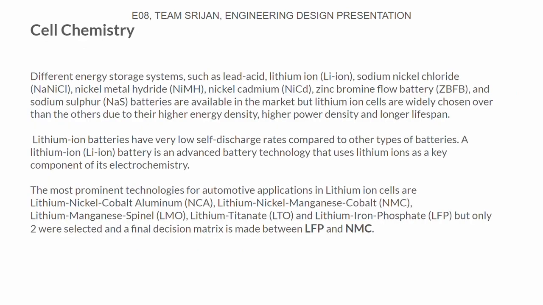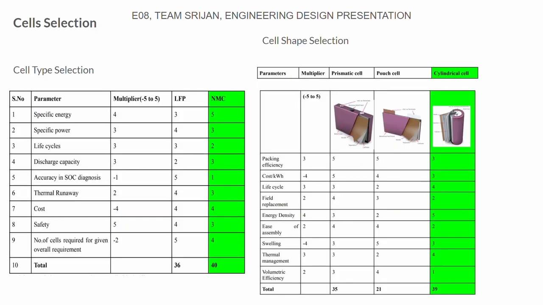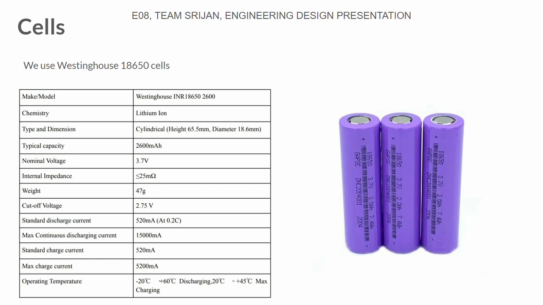Cell chemistry. We chose lithium-ion chemistry-based cells due to lithium having higher energy density, higher power density, and longer lifespan. From all the prominent technologies for lithium-ion cells, the final decision matrix was made between LFP and NMC, that is, lithium iron phosphate and lithium nickel manganese cobalt based technologies. Here are the decision metrics for cell type selection and cell shape selection. From the decision metrics, we can clearly see that we selected NMC for cell type, and for the cell shape, we chose cylindrical cell. In the end, the cells we selected were Westinghouse 18650 cells.